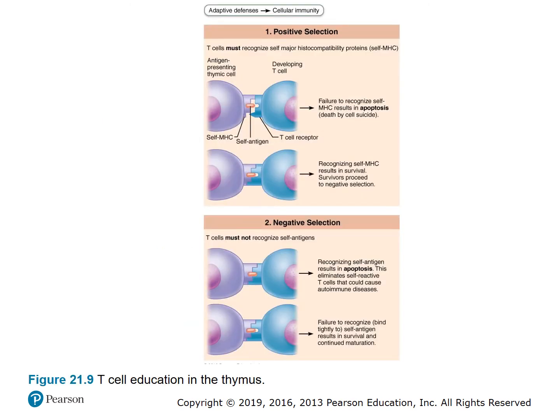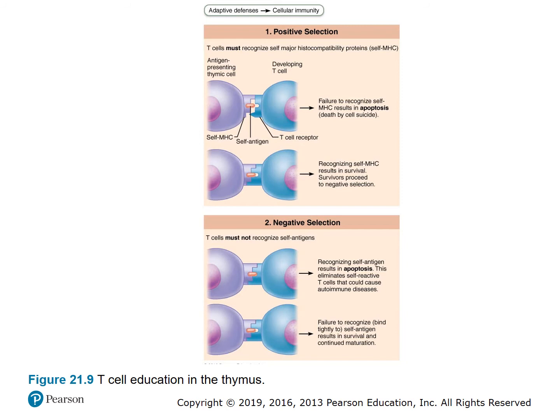Figure 21.9, T cell education in the thymus. So positive selection. In positive selection, T cells must recognize the self-major histocompatibility proteins. Failure to recognize self-MHC cells results in apoptosis, which is programmed cell death. Recognizing self-MHC results in survival. Survivors proceed to negative selection.